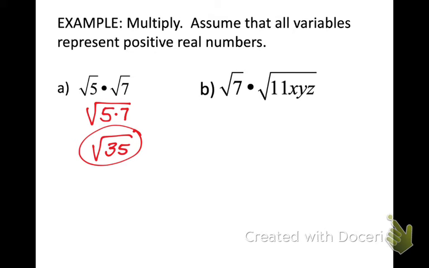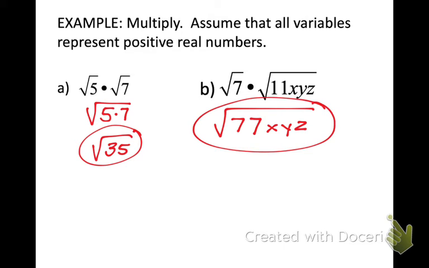For part B, we have the square root of 7 times the square root of 11, so that would be 7 times 11. And then we have x, y, z, and we can just leave that as is. Now notice in the directions it does say the words, assume that all variables represent positive real numbers. Because we have that, that eliminates the need for putting absolute value signs around our radicals when we go to simplify.